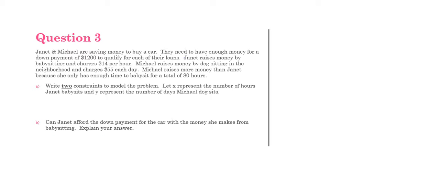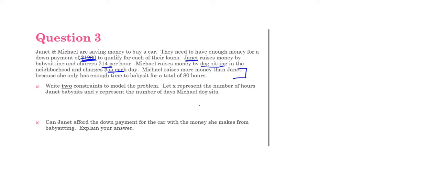In this case, Janet raises money by babysitting, and she's going to charge $14 per hour. So we're trying to raise $1,200, and Janet raises money by charging $14 per hour, and then Michael raises money by dog sitting, and he charges $55 each day for whoever he dog sits for. So Michael raises more money than Janet because she only has enough time to babysit for a total of 80 hours. That's also some important information for us.